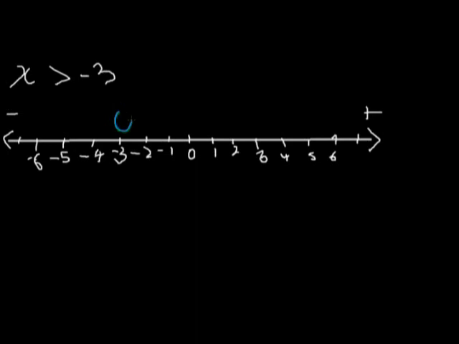Now, the inequality is x is greater than negative 3. So we can draw an open circle and then pull a line this way to represent our inequality on the number line. So that means x is greater than negative 3. So it is values that are greater than negative 3 and towards the positive infinity.